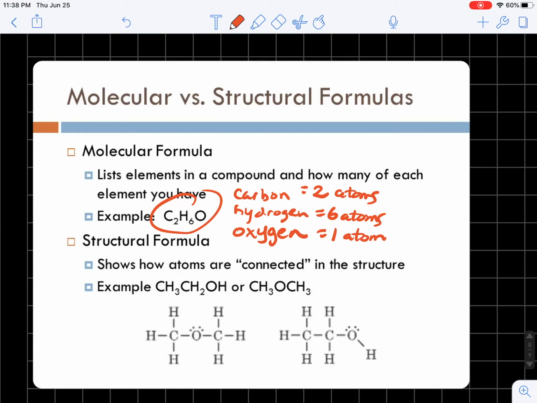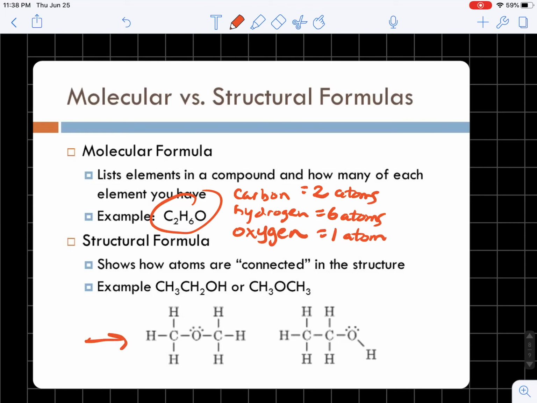Now, a structural formula tells you the same thing. However, a structural formula gives you more information. In other words, a molecular formula may not always be enough. For instance, there are things called isomers that we're going to study in chapter 13, in the third marking period of this course, where you have two things that have the same formula, C2H6O, and you get two different compounds.